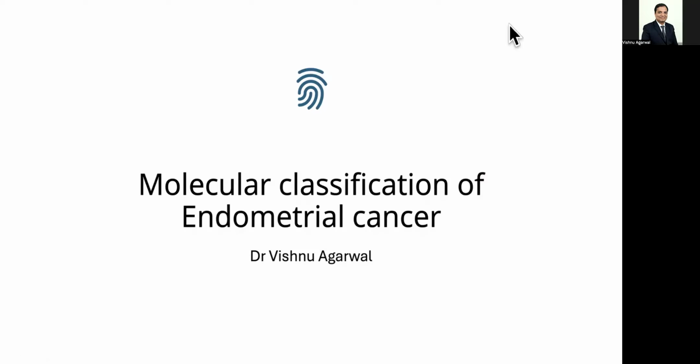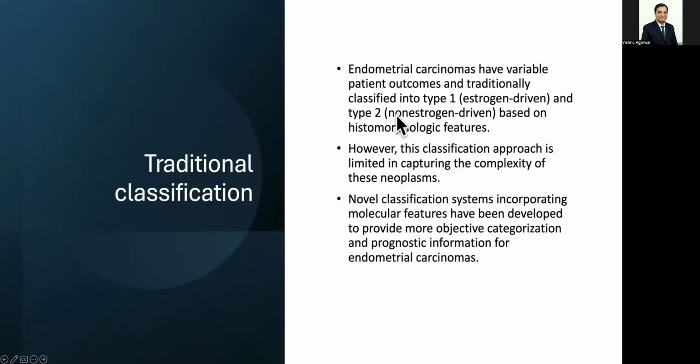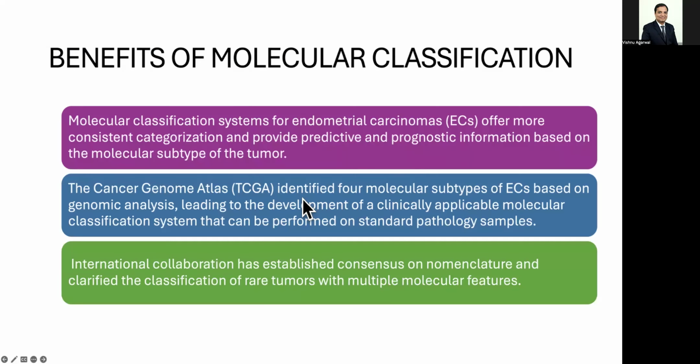In this section I will be discussing the molecular classification of endometrial cancer. Traditionally, endometrial cancer was divided into type 1 and type 2 based on histopathological findings, but this has its own limitation in capturing the complexity of these neoplasms. So now there is a new classification which also incorporates molecular features. This offers more consistent categorization and provides predictive and prognostic information based on the molecular subtype of the tumor.